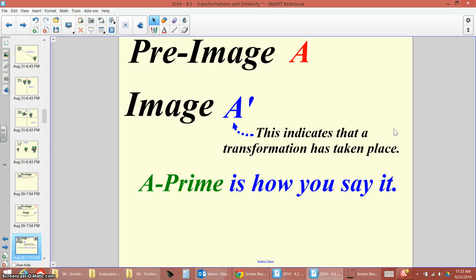It also can indicate that a transformation has taken place or how many transformations have taken place. I can put more and more marks here, and I can call it a double prime, a triple prime, a quadruple prime, however many I want to put on there. And that just means I keep moving it over and over again. So this indicates one move, 2 moves, 3 moves, 4 moves, and so on.